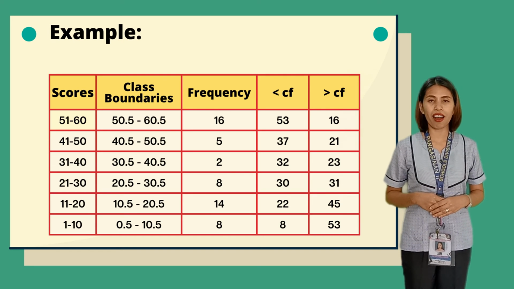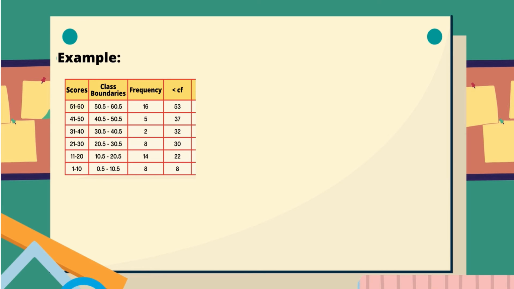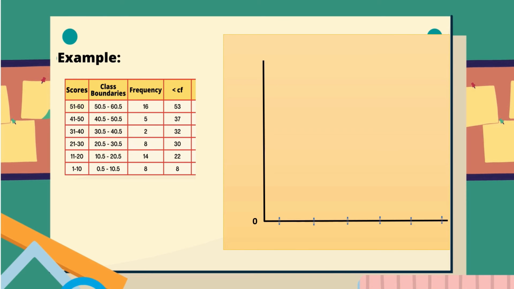Since the given data are complete, we can now proceed in constructing the graph of the less than ogive and greater than ogive. To construct the less than ogive, first, draw two lines perpendicular to each other intersecting at 0. The horizontal line is the x-axis and the vertical line is the y-axis. Along the horizontal axis, choose a uniform width of bars and write the upper class boundaries. We have 10.5, 20.5, 30.5, 40.5, 50.5, and 60.5.